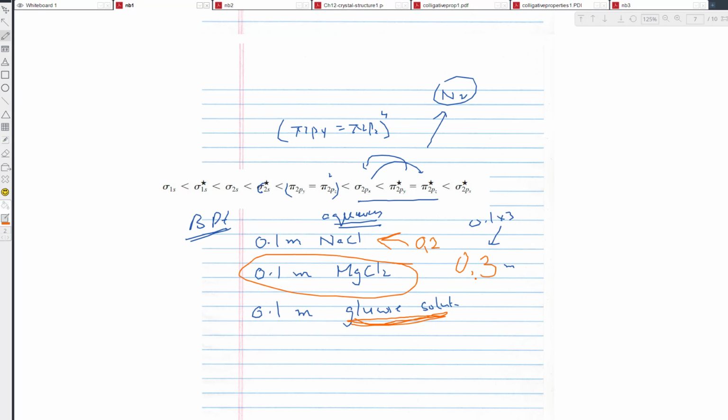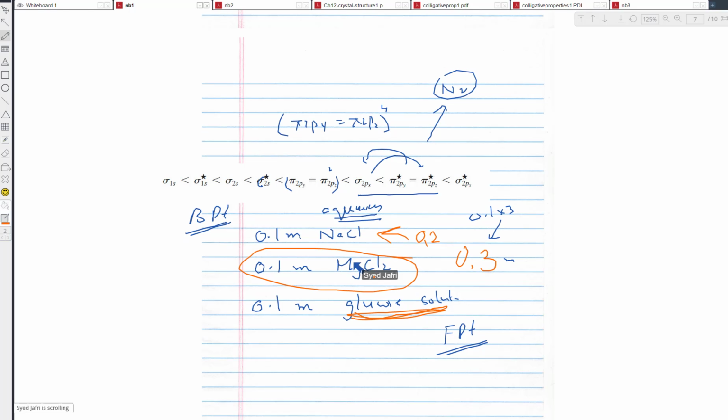What about the freezing point? Which one is going to have the highest freezing point? Let's take the lowest freezing point. Would that be magnesium chloride? Yes, magnesium chloride would need to be the coldest for it to freeze. It's going to have the lowest freezing point because there's more depression in freezing point here.